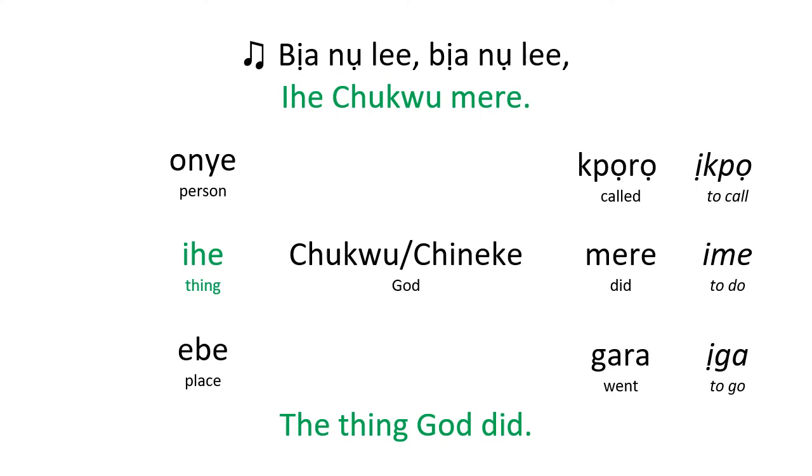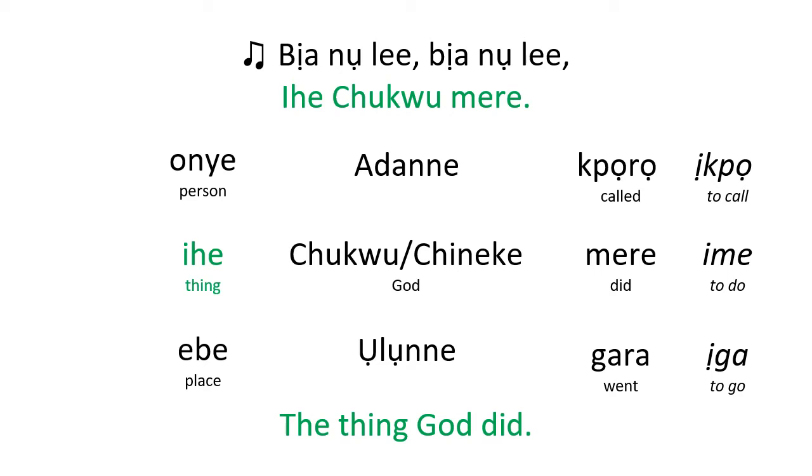You can also replace Chukwu with any other name and practice the sentence that way. So you can say, Biale ihe Adanne mere. Biale ebe Olonne gara. Biale onye Adanne na Olonne kpọrọ.